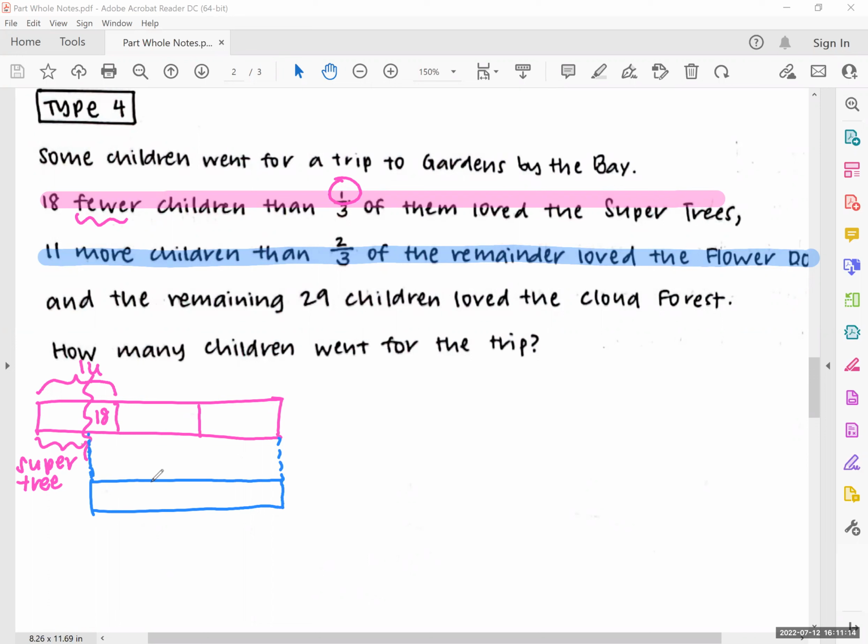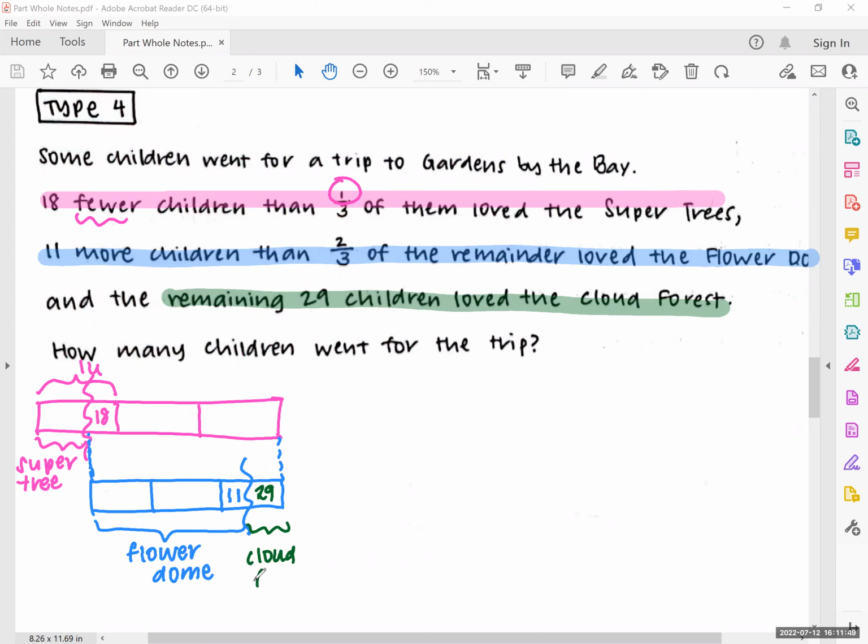So from here to here, it's 2/3. So we know that it's 2/3 and 11 more, right? So this is 11 because it's more than the 2 units, and this is flower dome. Now they say there's a remaining 29 children who love the cloud forest. So this is the leftover 29 that love the cloud forest.